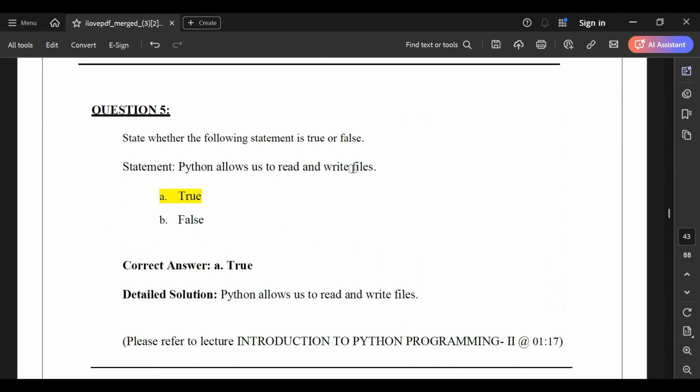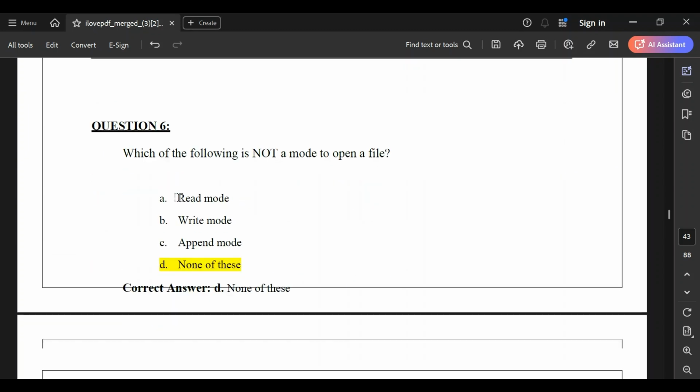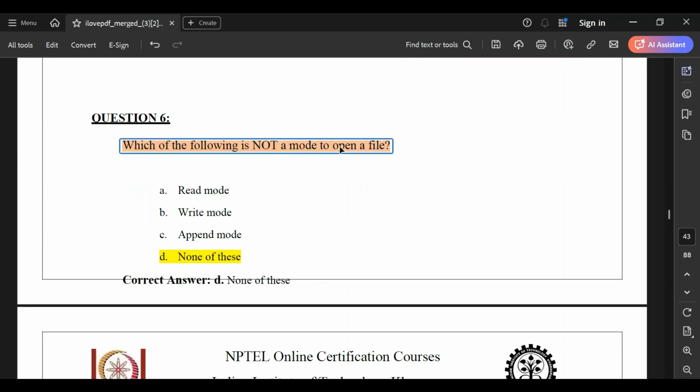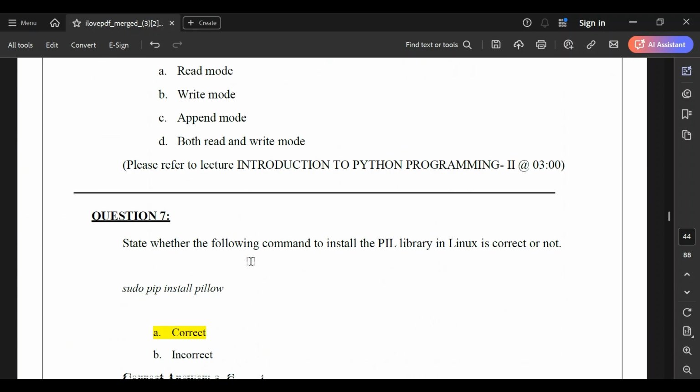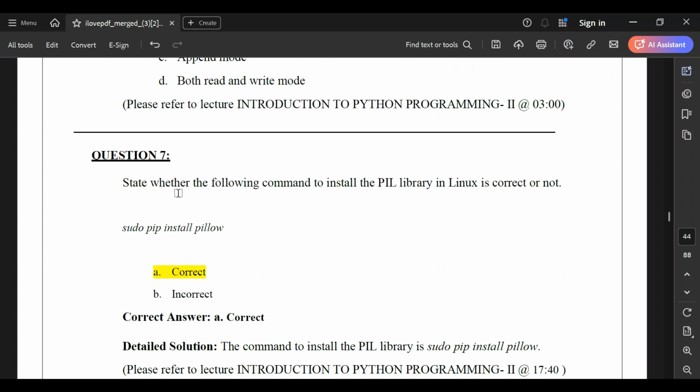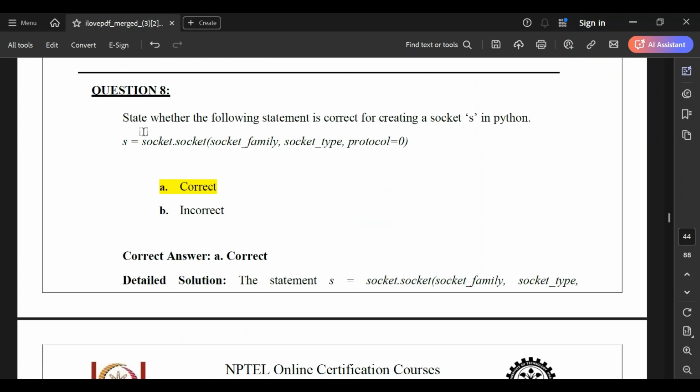Python allows us to read and write files. This is true. Which of the following is not a mode to open a file? All of these are ways to open, so none of these. State whether the following command to install the PIL library in Linux is correct or not. You can see sudo pip install below. This is true. State whether the following statement is correct for a socket in Python. Yes, you can read it out. This is correct.